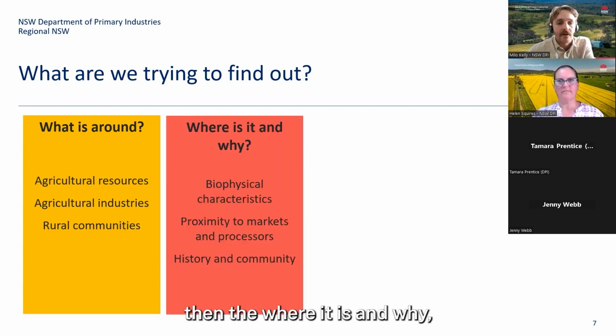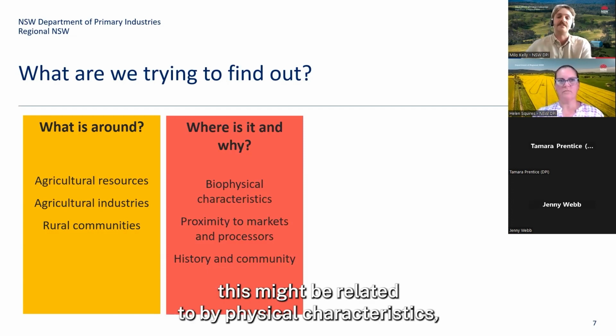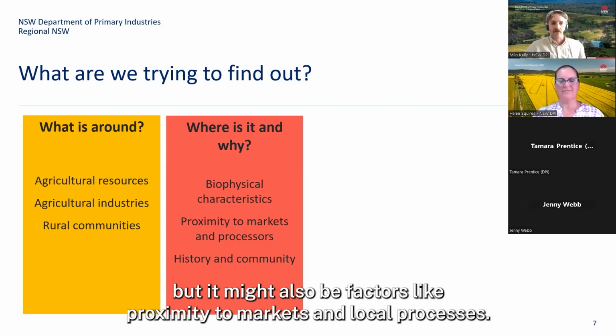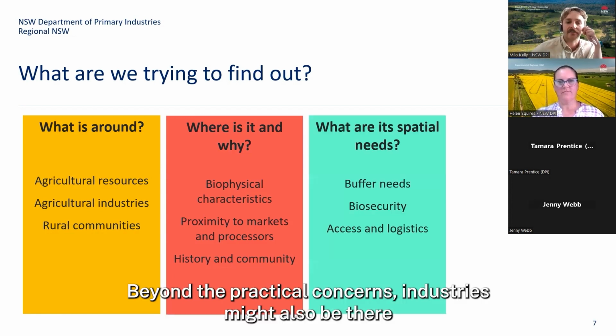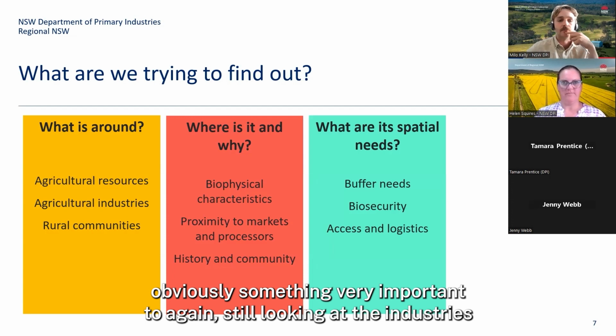Then the where it is and why, which is looking at the industries in particular here, this might be related to biophysical characteristics, but it might also be factors like proximity to markets and local processes. Beyond the practical concerns, industries might also be there just as a matter of the history of the area and its communities, which is obviously something very important too.